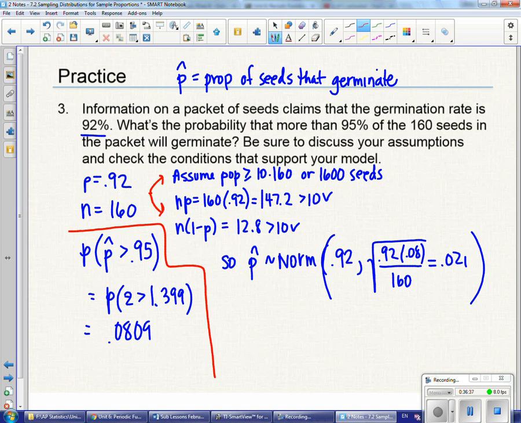I have to check both of those conditions, that the population of seeds is at least 1,600. I don't know how many seeds there are, but I'm guessing it's probably more than 1,600, so that's a safe assumption to make. I have to check my successes and failures, and in both cases, they're greater than 10. So therefore, I can say that p hat is approximately normal. So these two conditions tell me it's normal. This assumption allows me to use the standard deviation formula. And once I have those values, I can continue and proceed with the normal distribution the way we have all year.